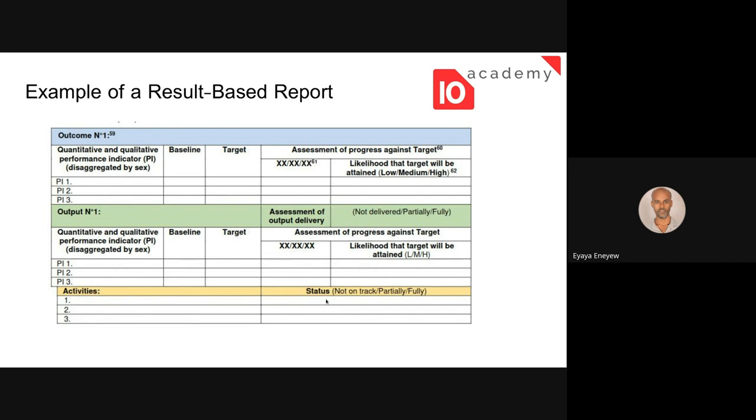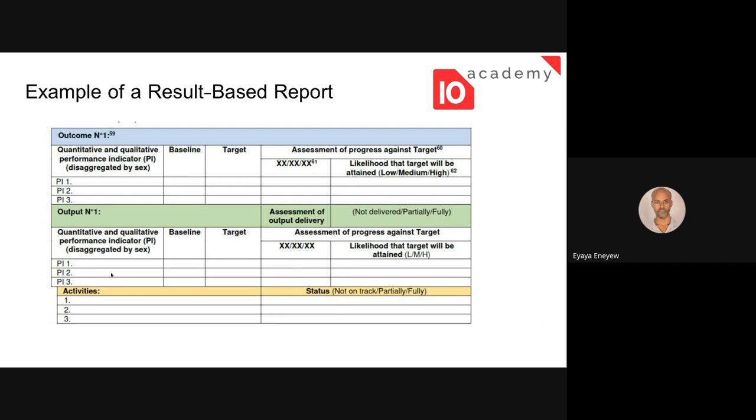So how can we put all this into a report? That's the question. Basically, this is the format for RBM reporting. The first thing you need to do is write your outcomes, and the outcomes might have multiple outputs, right? So it's like a hierarchy. You start from the activities, you list your activities and their status during the reporting. And then what were the performance indicators?